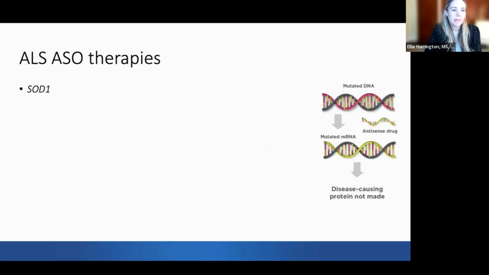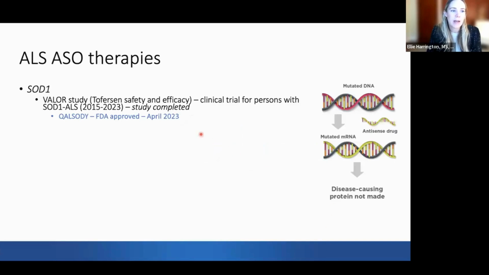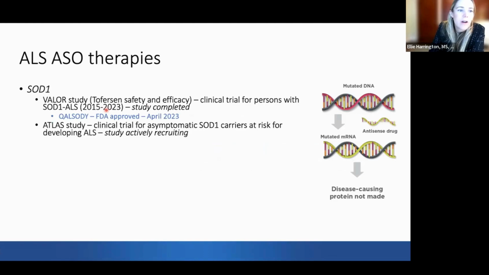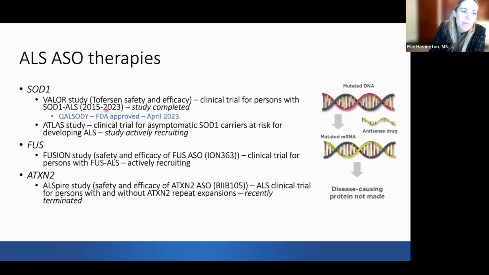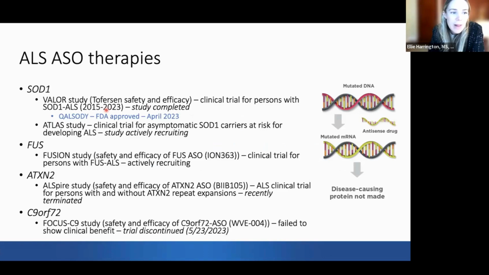Clinical trials, an overview. I mentioned Qalsody was approved last year. The ATLAS study is ongoing. There's an ASO designed for another common ALS mutation called FUS, so the FUSION trial is actively recruiting. There was an ataxin-2 ASO. I believe that trial was recently terminated. And then there also was a C9 ASO trial, which failed to show clinical benefit and was also discontinued.